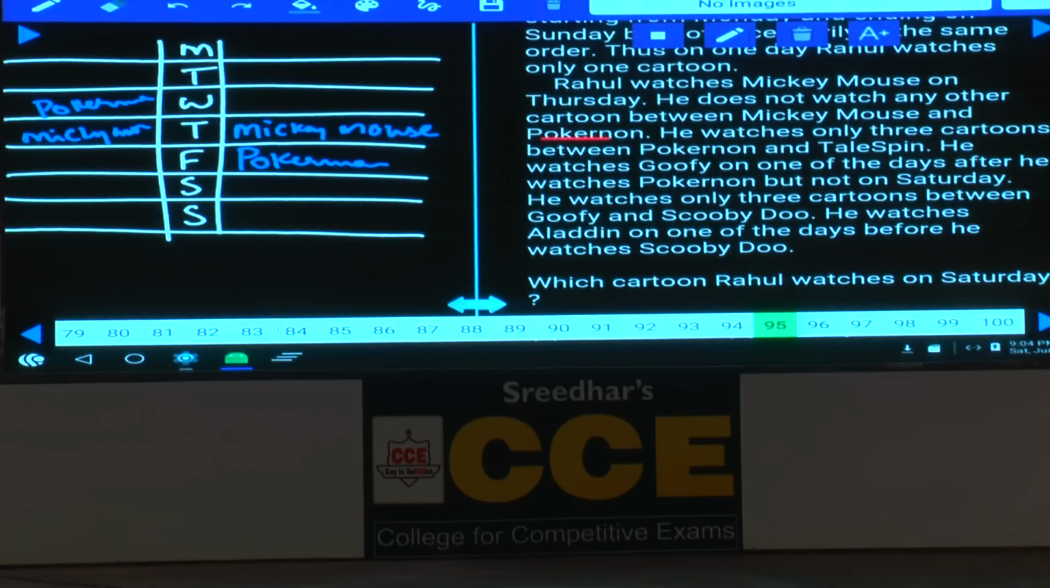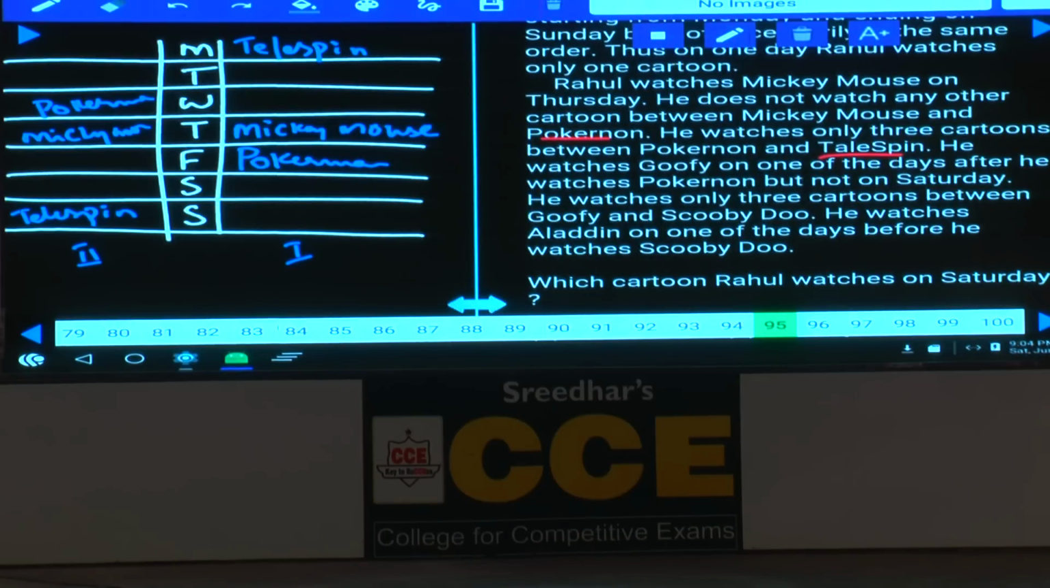Then next one, Pokernon. And he watches only 3 cartoons between Pokernon and Tailspin. Pokernon and Tailspin, there must be exactly 3. Now this is the first case and this is the second case. And exactly 3 means this Pokernon must be on Monday. And similarly between Pokernon and Tailspin, there must be exactly 3, and so Tailspin must be on Sunday.